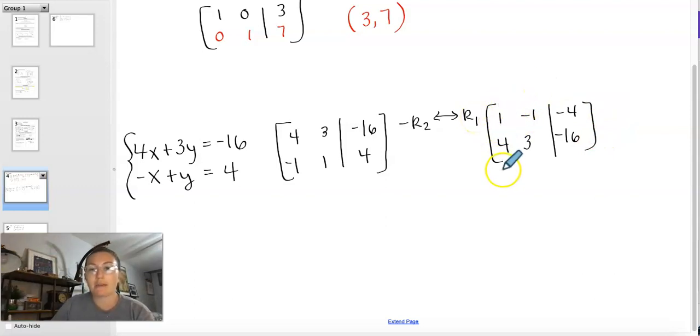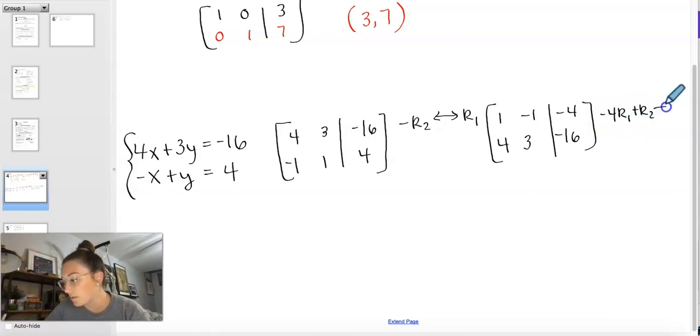Now you want to get everything below it to be zeros. So I want to use this 1 to manipulate this to become a 0. Your standard way of doing this is you multiply this by negative 4, add it to this row, and then I'll get a 0. So I'm going to do negative 4 times row 1 plus row 2, and I want to replace row 2 because I want my 0 in row 2.